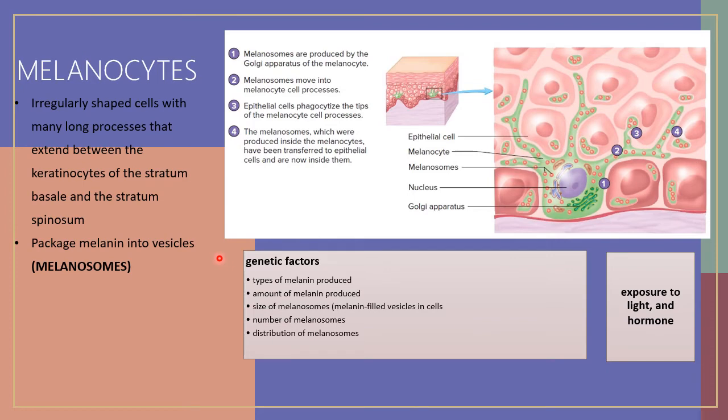Okay, take note that the number of melanocytes in the skin, for all humans, kahit anong race pa yan, is relatively the same. Meron lang talagang variation because of several major factors. Okay, and these are the factors here. You have the types of melanin produced, amount of melanin produced, the size of your melanosomes, your number of melanosomes, and distribution of melanosomes.